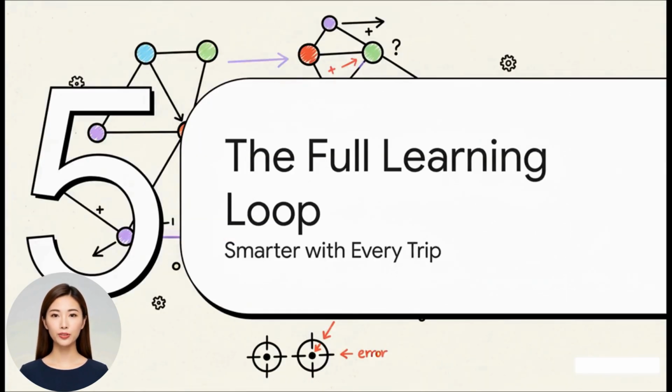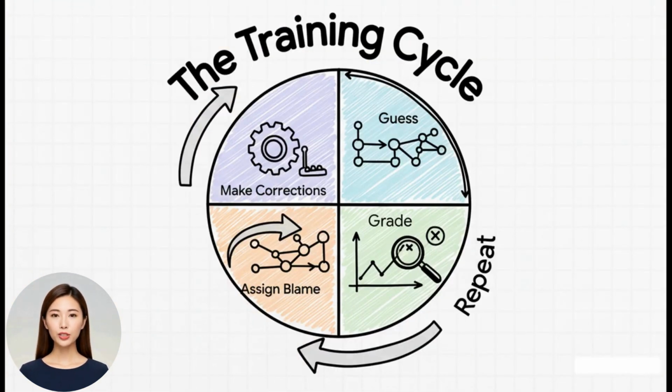So when you put it all together, you can see the whole picture. This isn't just a one-and-done fix. This forward journey and this backward journey, they happen over and over and over again, creating this powerful learning loop. And this cycle is the absolute heart of AI training. You make a guess, you grade the guess, you assign the blame, and then you make the corrections. And then you do it all over again with the next piece of data. Every single time through this loop, the network gets just a tiny bit smarter.